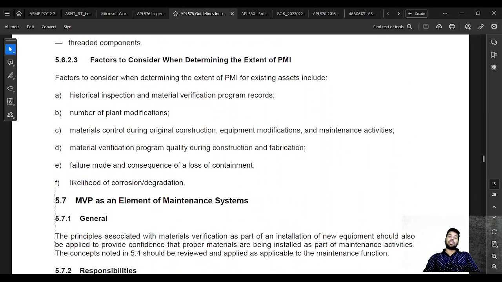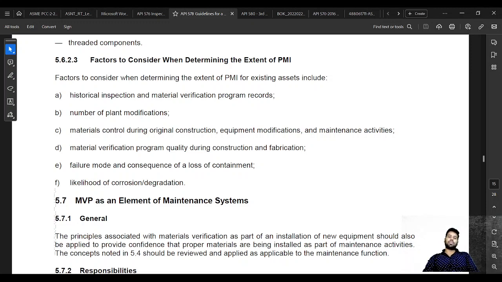The factors to consider when determining the extent of PMI. If you are studying for the API ICP examination, just read this once. It is very informative, and most of the things written here are very general in nature. Okay, so just read it once. Just 12-13 pages are there.